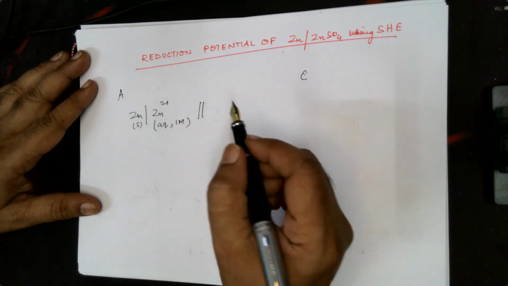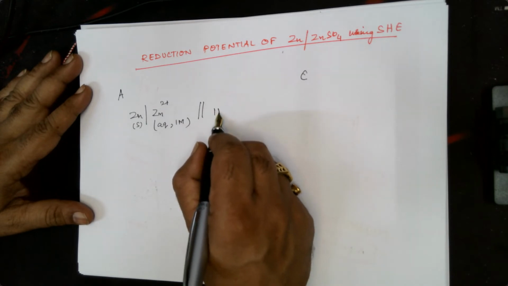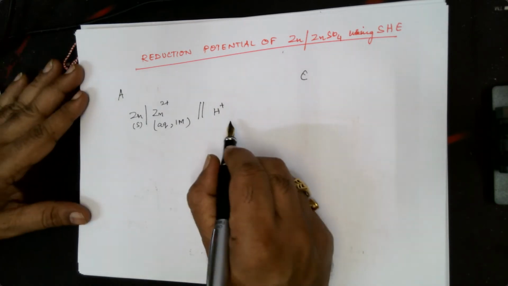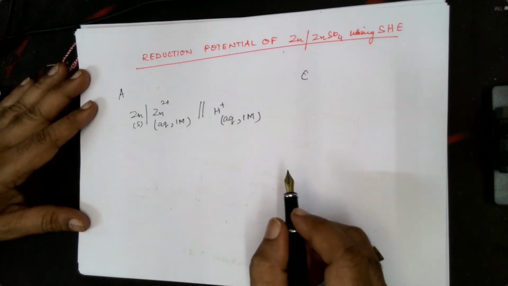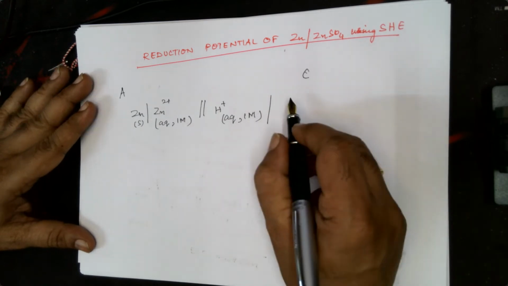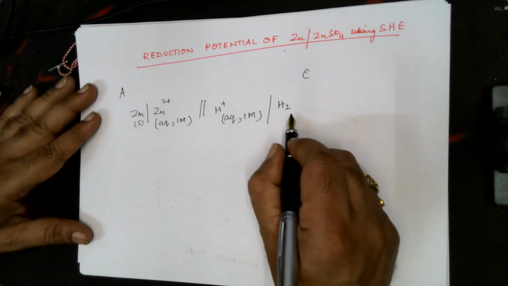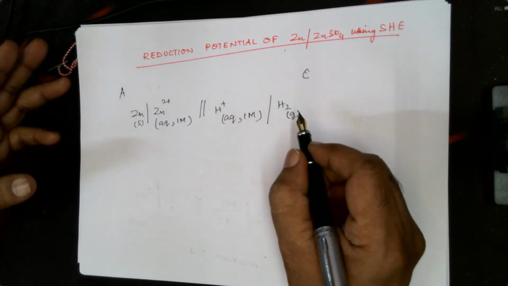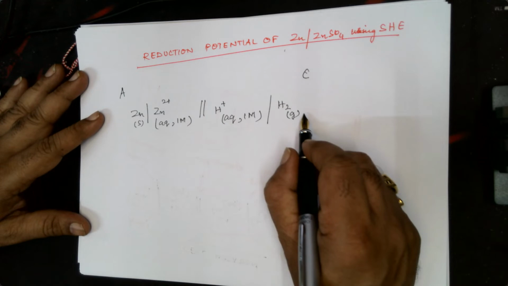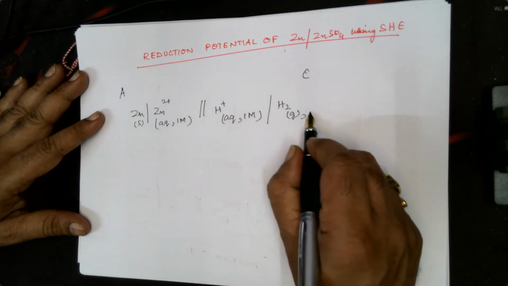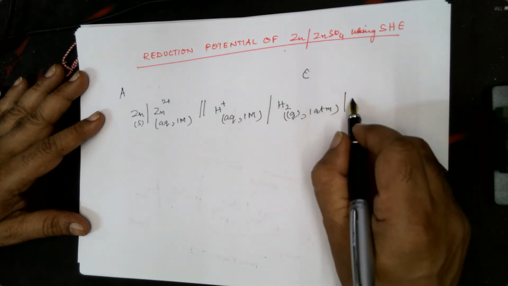Then here double slash, that indicates the salt bridge, and we have the H+, that is an acid aqueous solution of 1 molar concentration, maybe HCl, etc. And that is connected to the hydrogen gas. Hydrogen is a gas, so it cannot act as a solid electrode. So in order to have some solid support, we have to introduce platinum. So you can put again bar.